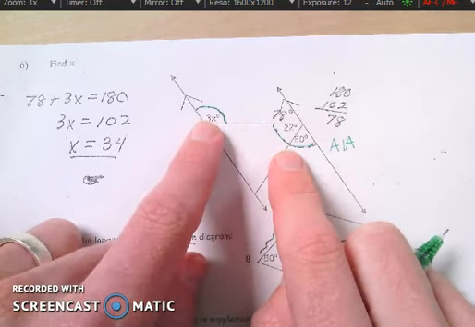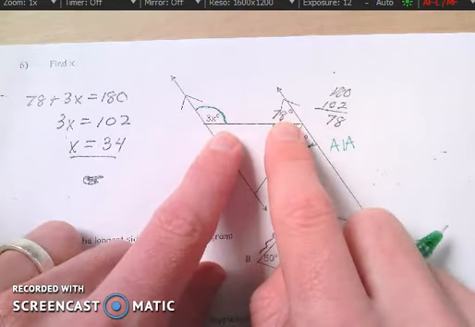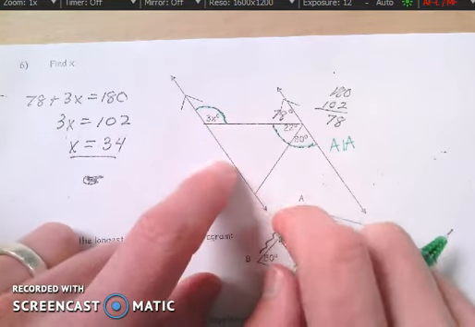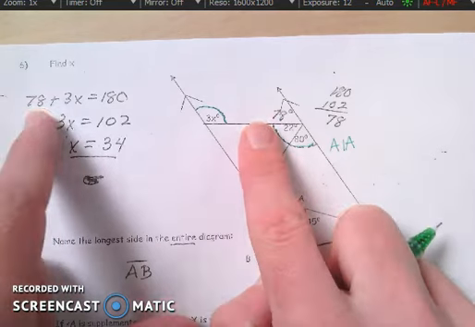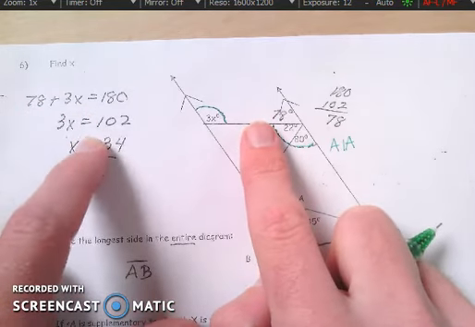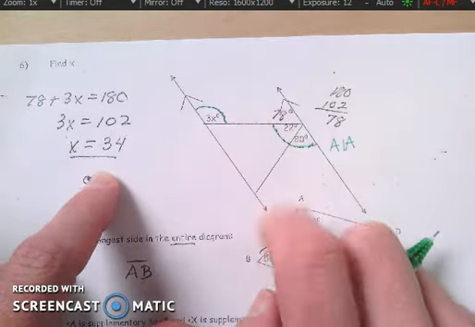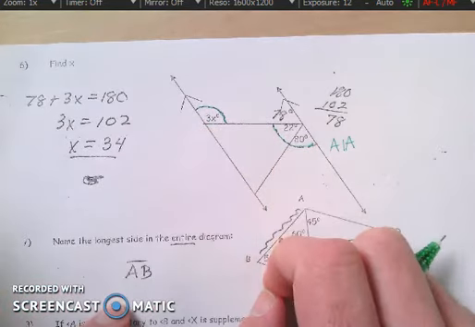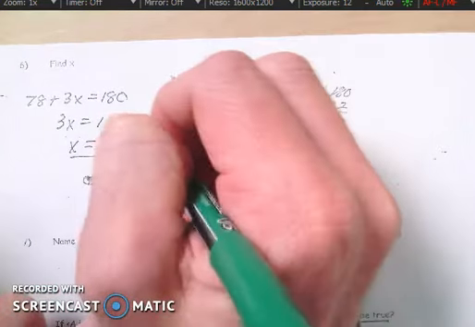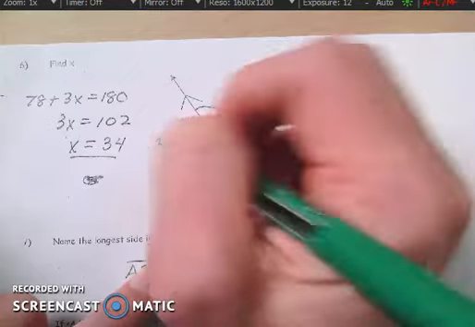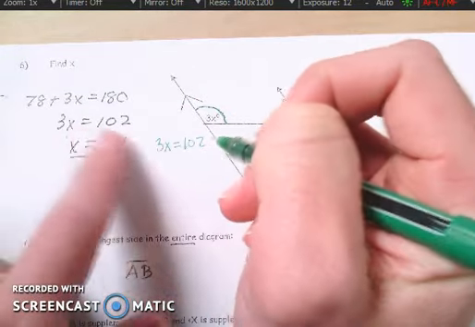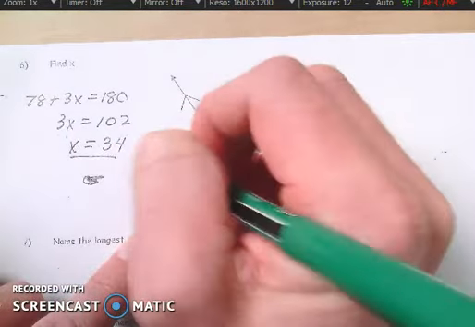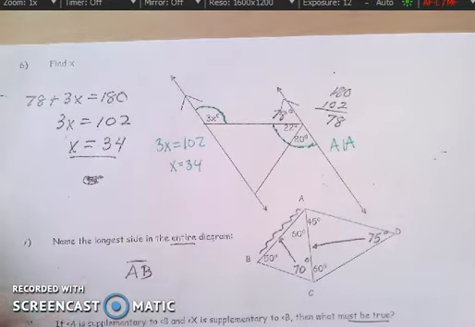We can set these two equal to each other, or I know that these two should add up to 180. So I could do that as well. So we did that. We got 78 plus 3x equals 180. And we end up with x equals 34, or I could have set these two equal to each other, and that would have been 3x equals 102, and you notice it's just this piece right here, and again we would end up with x equals 34. Okay?